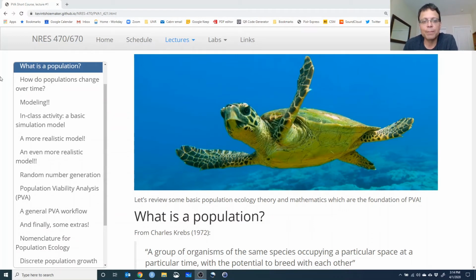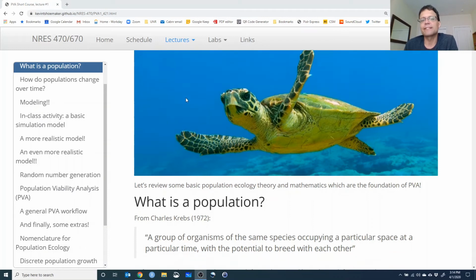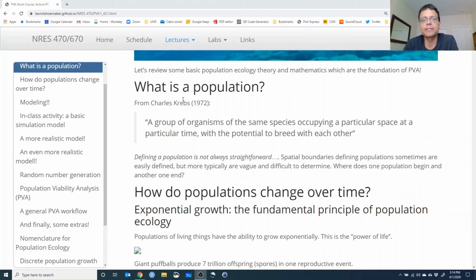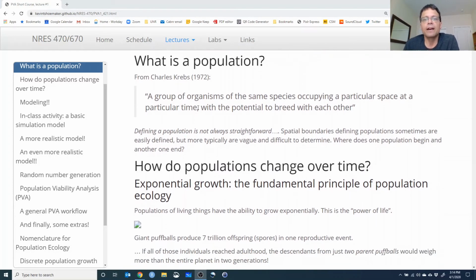So, what is a population? Let's start at the real basics. There are a lot of definitions out there, but I like Charles Krebs' definition from 1972. A population is a group of organisms of the same species occupying a particular space at a particular time with the potential to breed with each other. So I think that gets all the key points in. It's a group of the same species, and they have to have some possibility of breeding with one another in order to be characterized as being part of the same population.